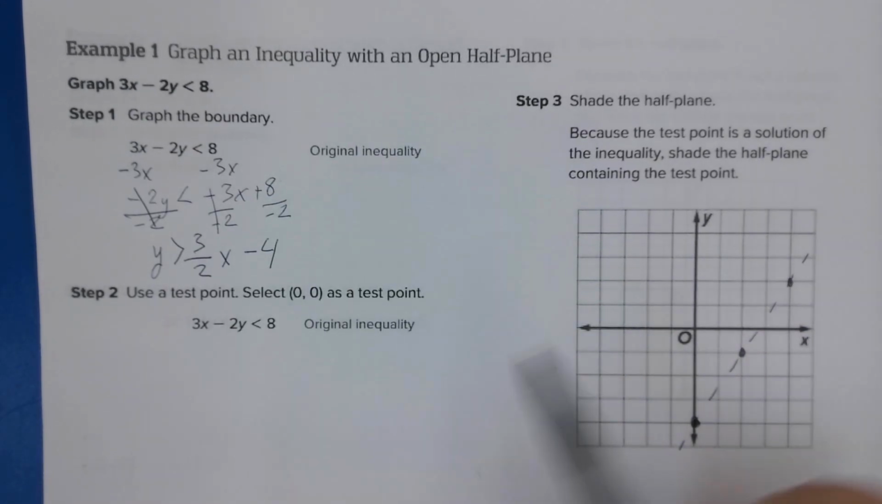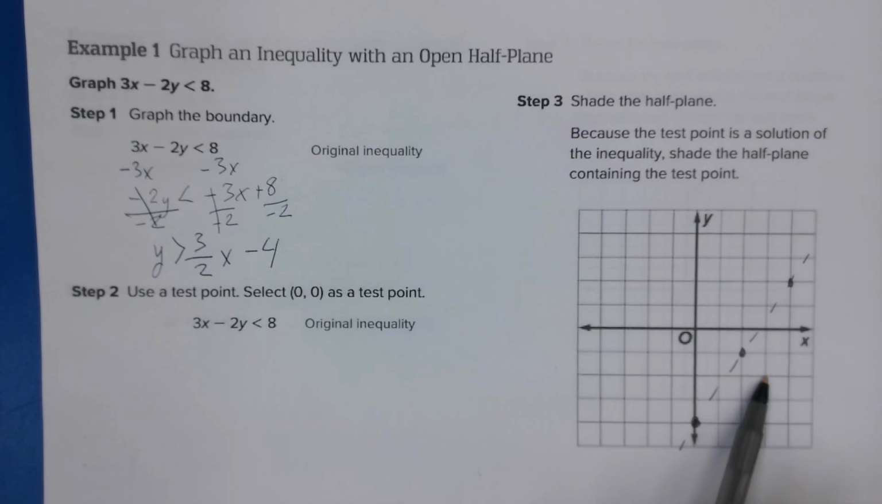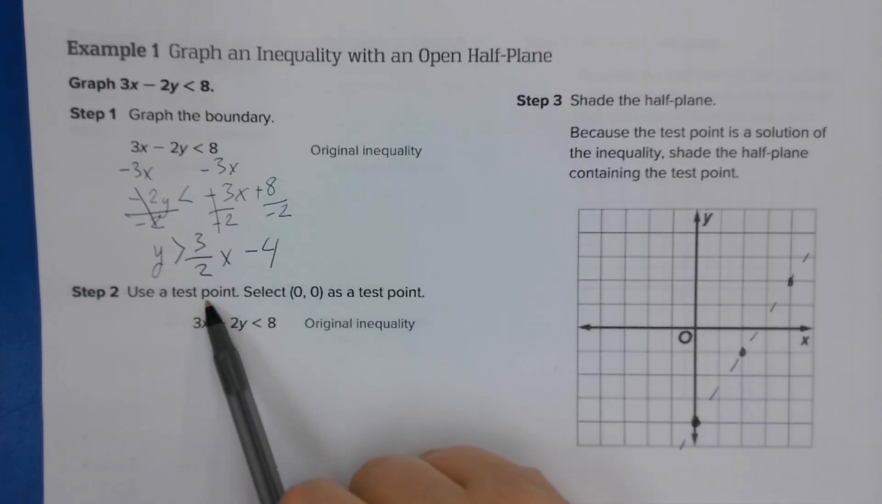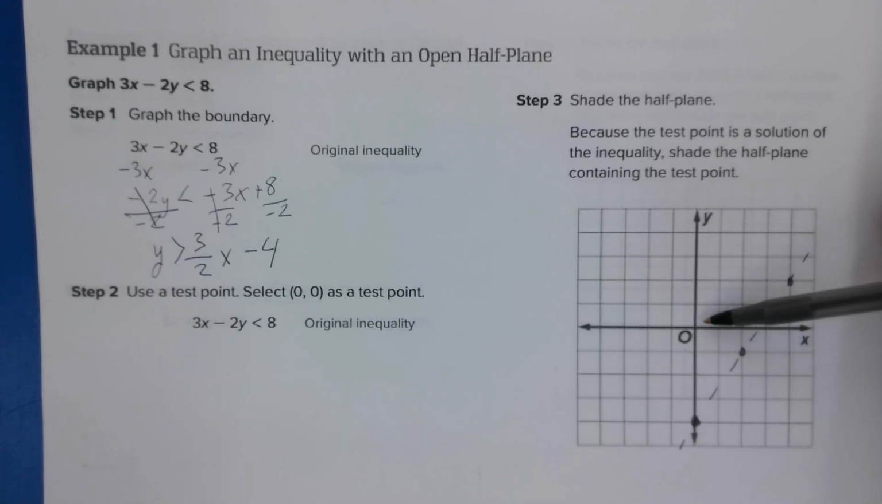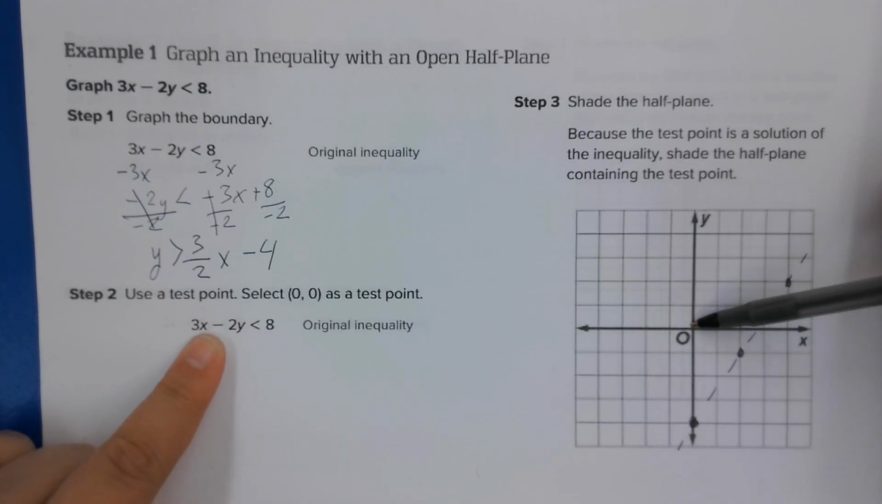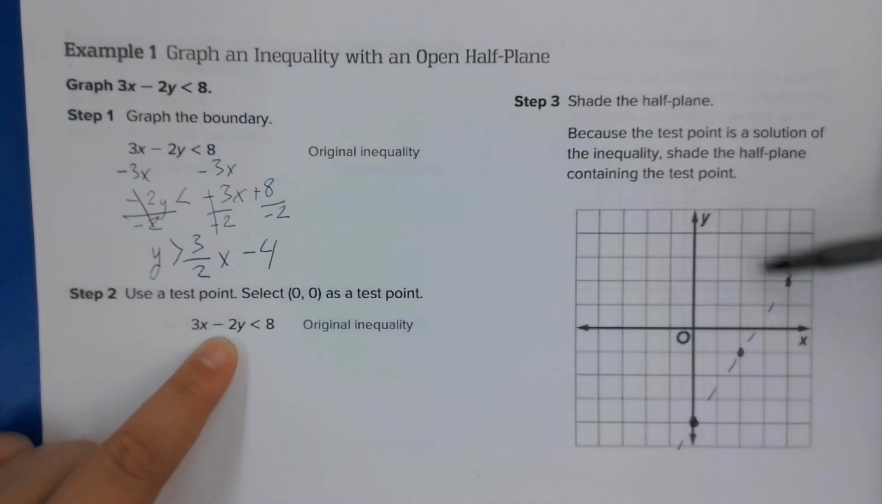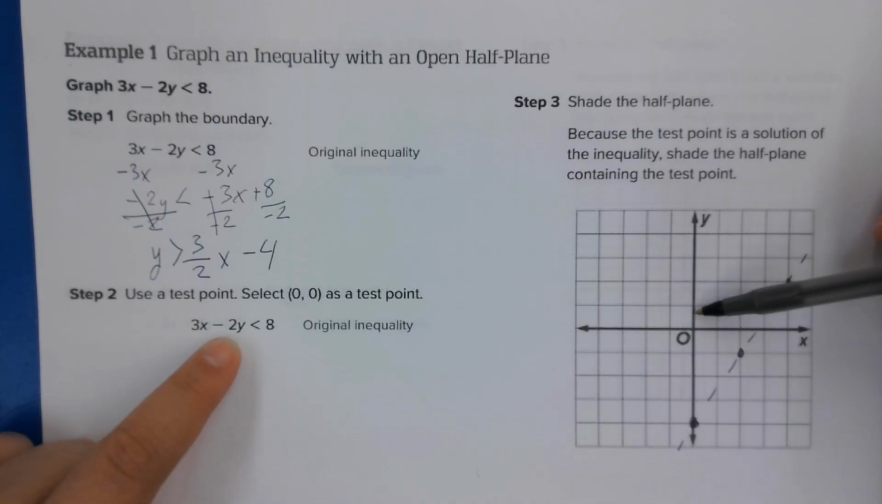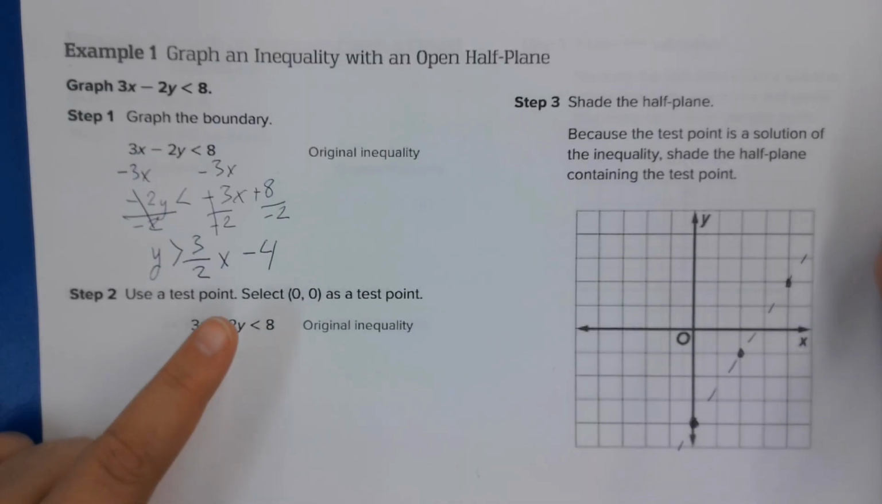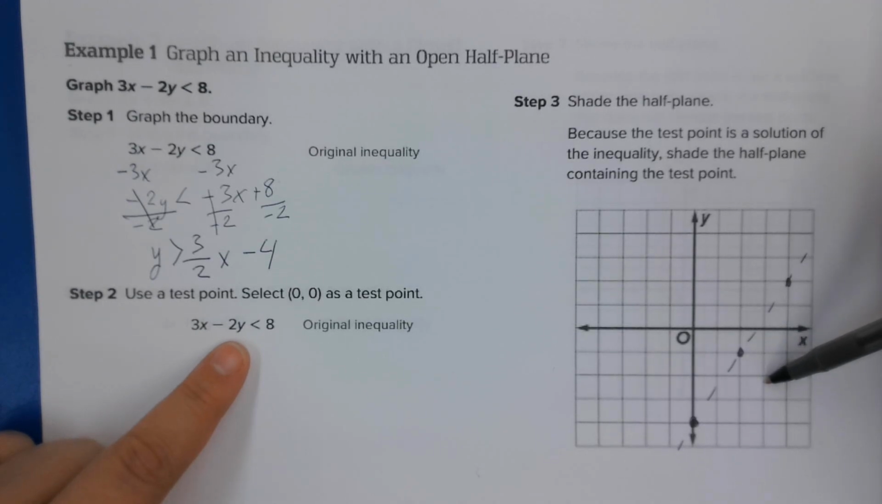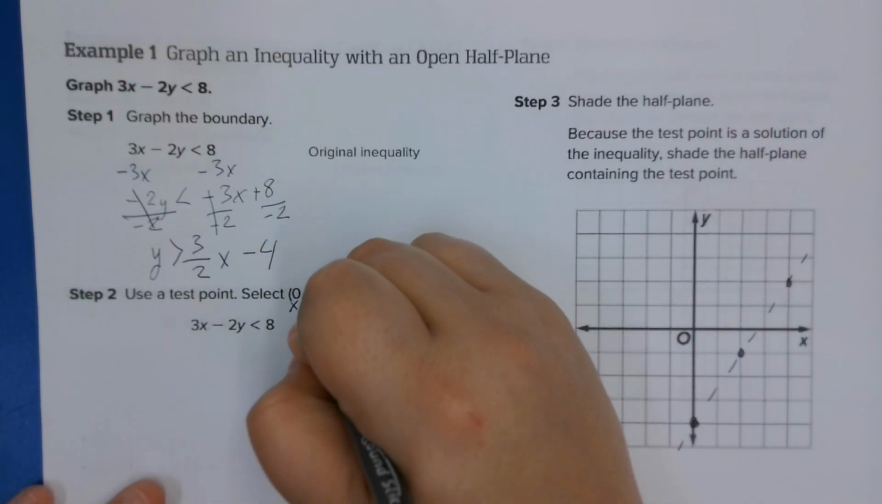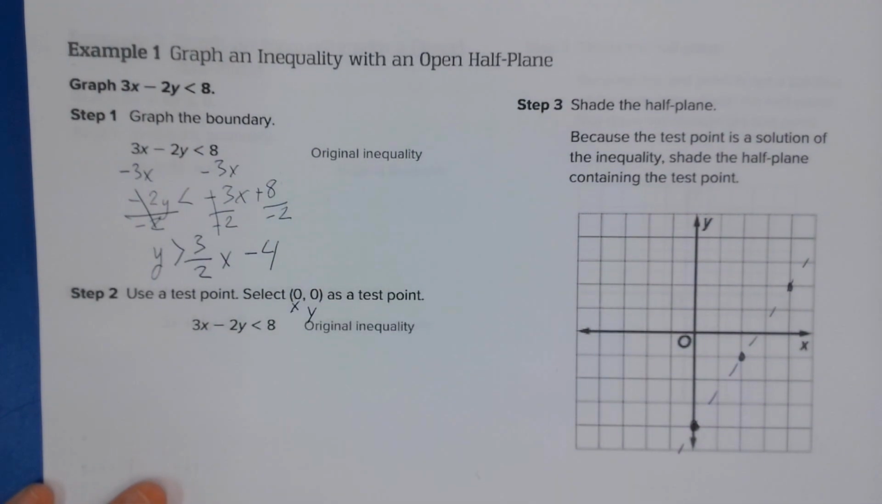The next thing I have to do is I have to figure out which side to shade. In order to figure out which side to shade, I'm going to use a test point. When 0, 0 is in one of the planes, use 0, 0 as the test point. If I plug 0, 0 into this inequality, and it makes the inequality true, then I will shade the side with 0, 0. If I plug 0, 0 into this inequality, and the inequality is not true, then I would shade the other side. So remember that this is an x and this is a y. Let's plug them in and see what happens.